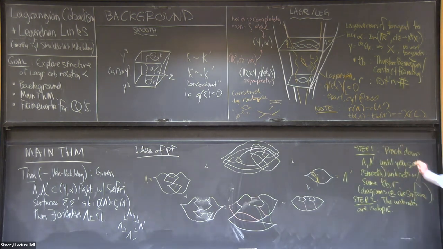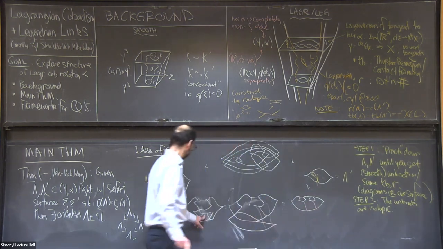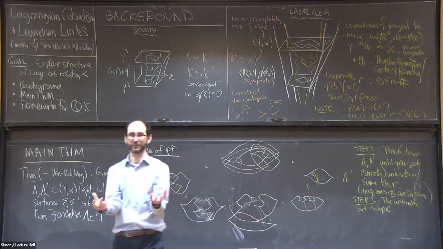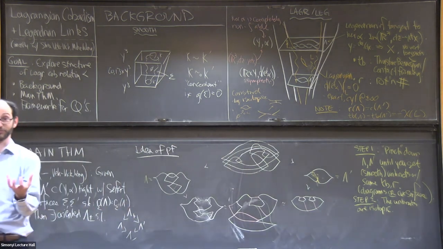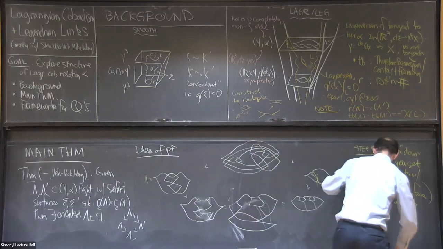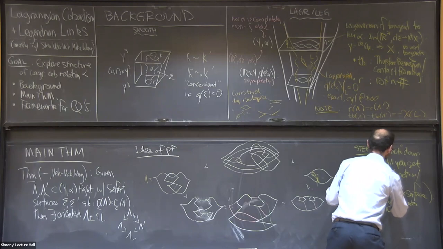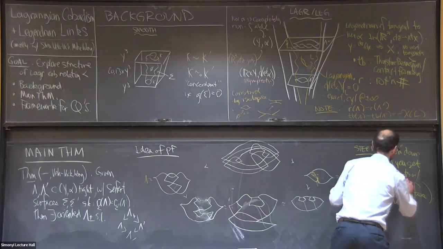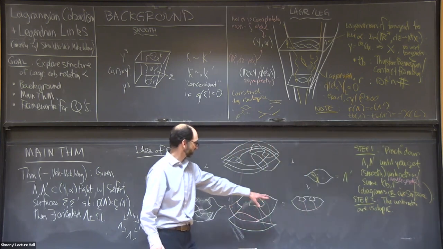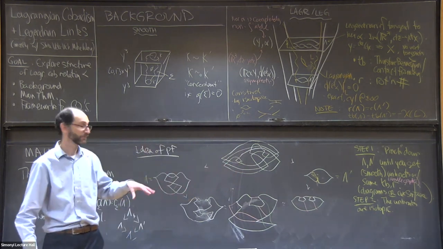Okay. And you'll notice these extra little bits of the picture. These are the cores of the one handles that I use to get down. I need to keep track of those, right? So not only do I get unknots, but I also secretly get these Legendrian handle graphs. Just keep track of the one handles that I'm using to get down to the bottom.